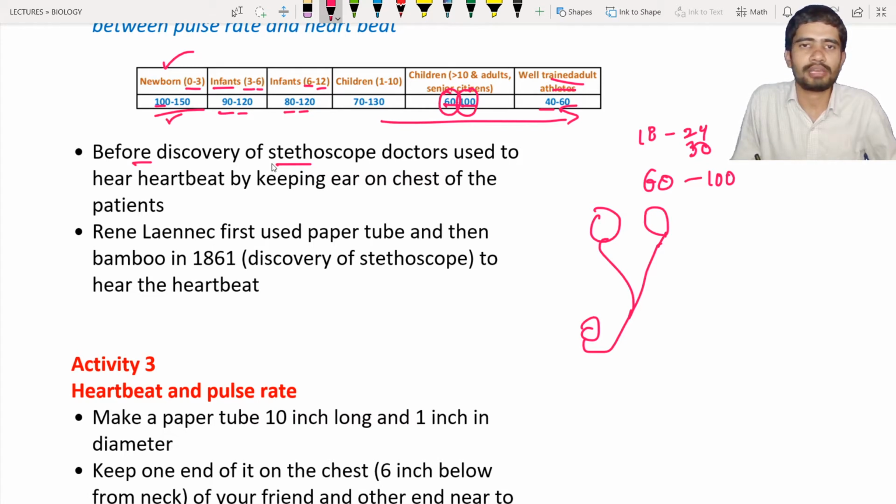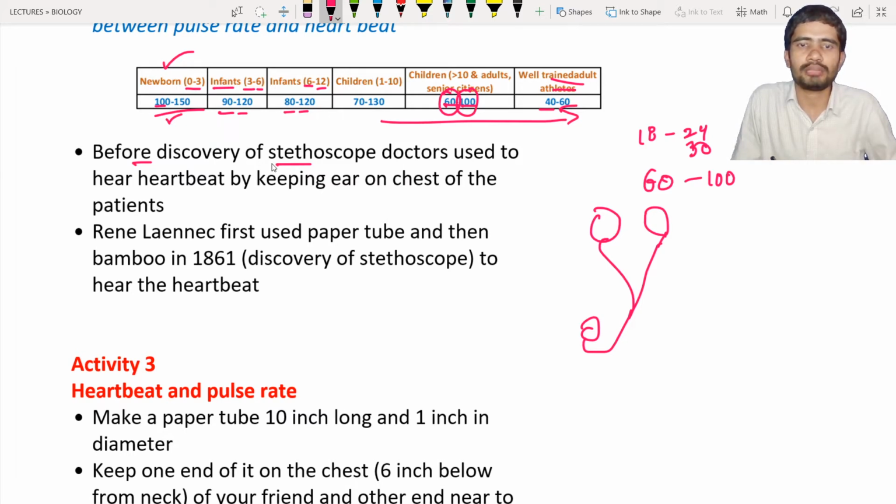This instrument is known as a stethoscope. It can be used to hear the heartbeat of patients, or how well the heartbeat is. So this will be used to hear the heartbeat. Before the stethoscope was discovered, people, especially doctors, used to hear the heartbeat.